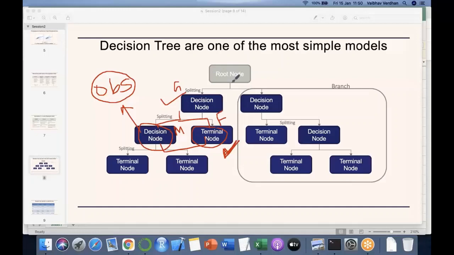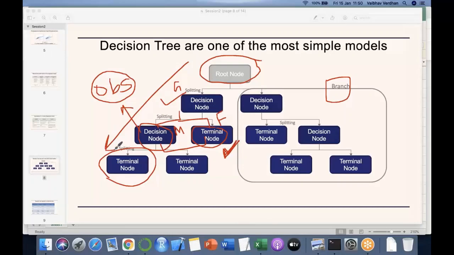In a decision tree, you have a root node, you split it, and then you reach your decision node. If you can no longer split it, you reach a terminal node. In a decision tree, you can have a branch also, which is a separate decision tree in itself, right? And ultimately, everything will come down to the root node or the first node. Now, this is one way, where you are splitting. There can be other decision trees where you are going with a bottom-up approach. So instead of splitting, you are trying to combine.